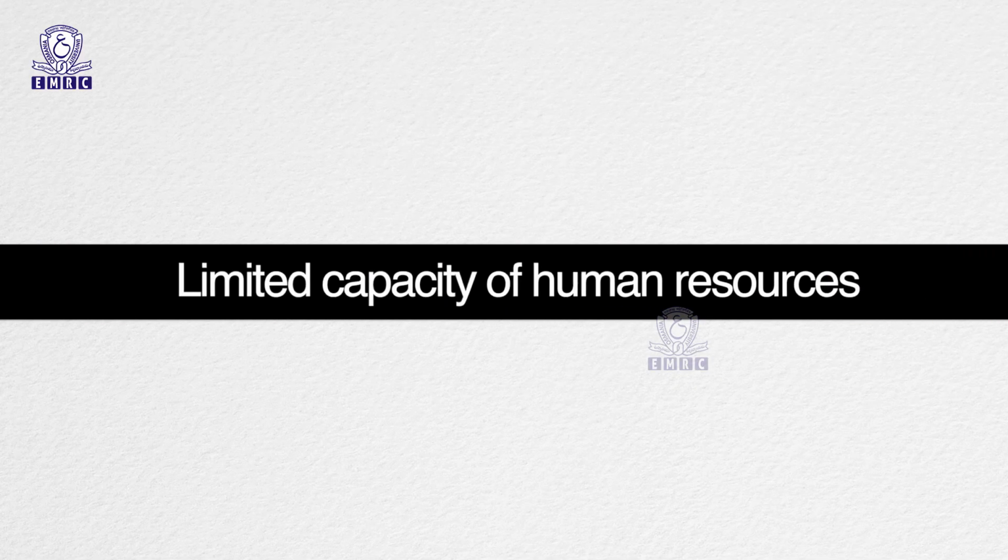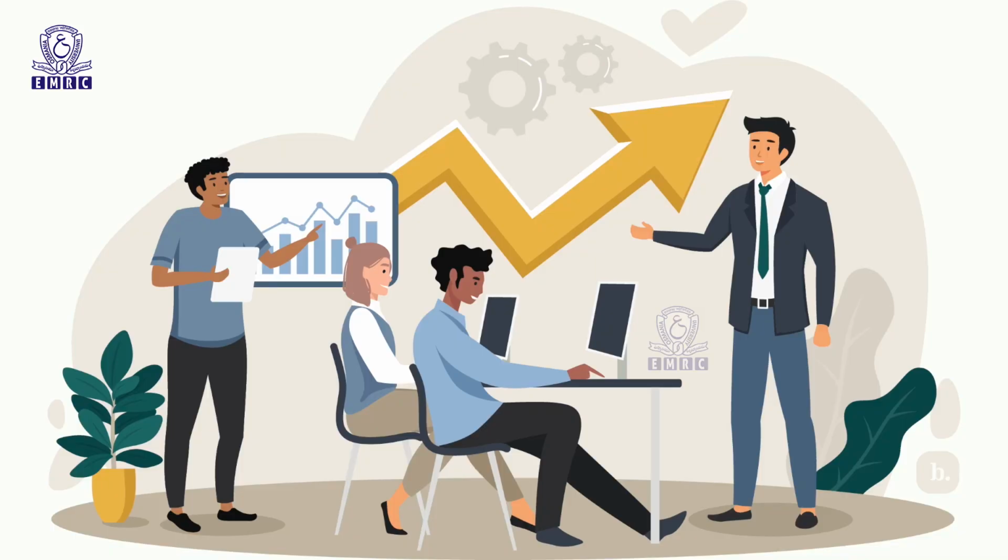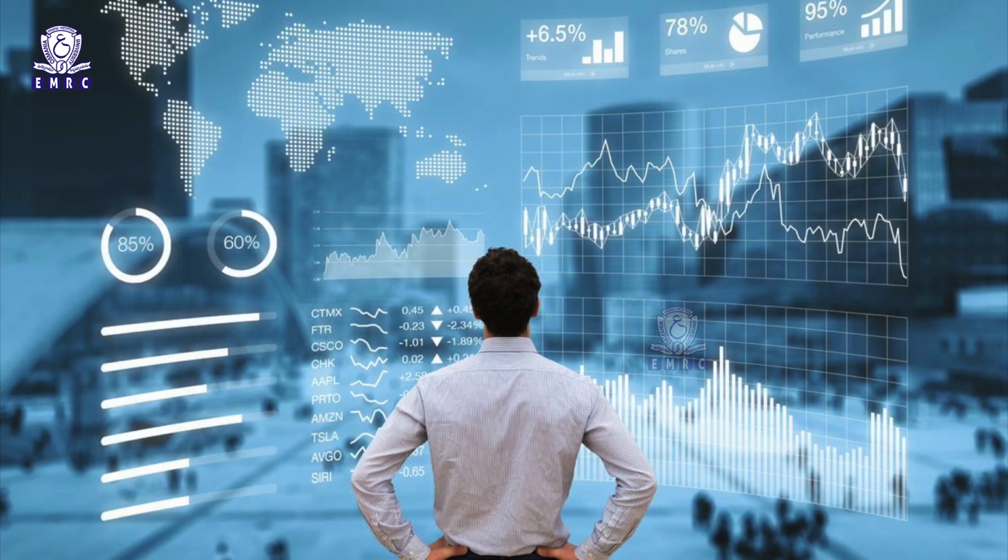Limited capacity of human resources. If you are a small company with a small marketing team, there is a limit to what you can accomplish because of the limited skill sets at your disposal. For this reason, in-housing can be quite challenging. Big businesses, on the other hand, may have the human resource capacity to handle huge marketing activities.